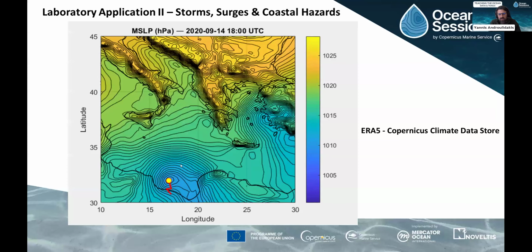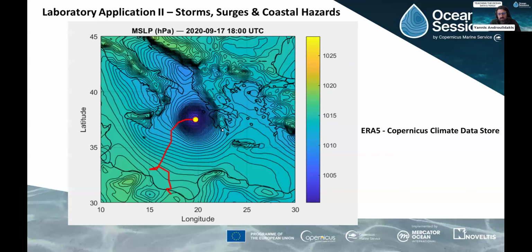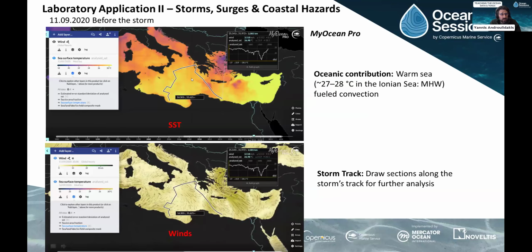This is Ianos, a medicane in 2020 that formed in the Ionian Sea and made landfall in western Greece with severe damages. In this case, we also go to MyOcean Pro. We already saw this in a previous presentation. So the students can use this type of tool. This is an example, for the same storm, Ianos Medicane 2020. And this is before the storm, where they can draw a line and get the information along the line. This line actually represents the storm's track.